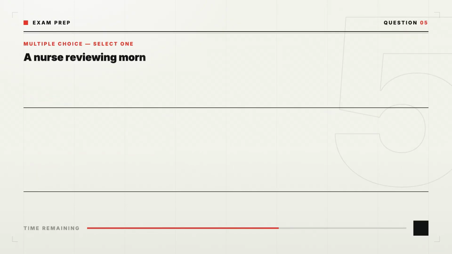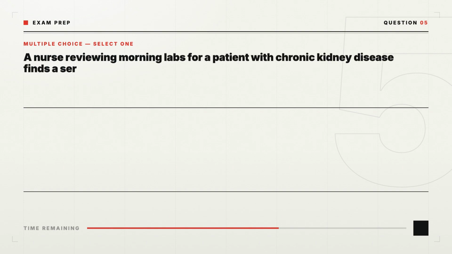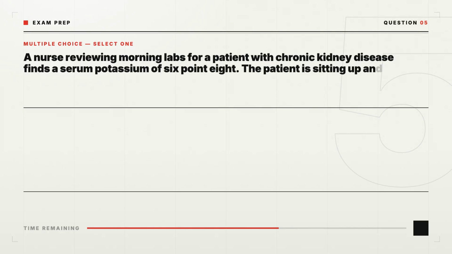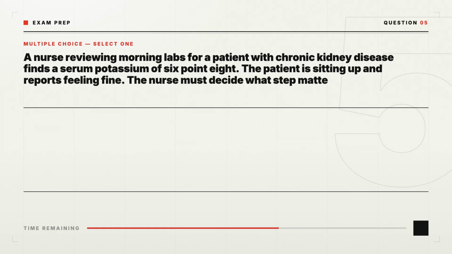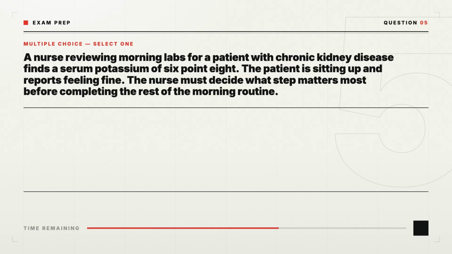Question 5. A nurse reviewing morning labs for a patient with chronic kidney disease finds a serum potassium of 6.8. The patient is sitting up and reports feeling fine. The nurse must decide what step matters most before completing the rest of the morning routine.